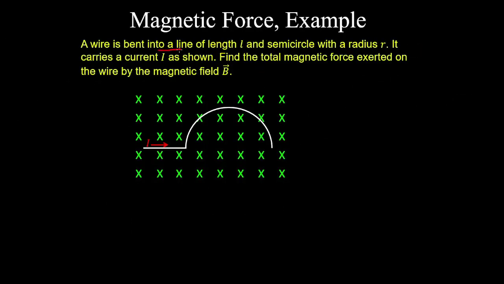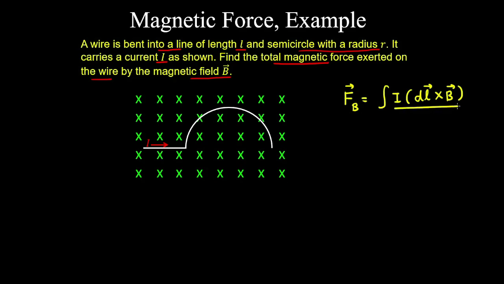A wire is bent into a line of length L and a semicircle with a radius r, and it carries a current I as shown. Find the total magnetic force exerted on the wire by the magnetic field B, which points into the screen as we can see. So the magnetic force is the integral of the current by the cross product between a differential length of the wire and the magnetic field.